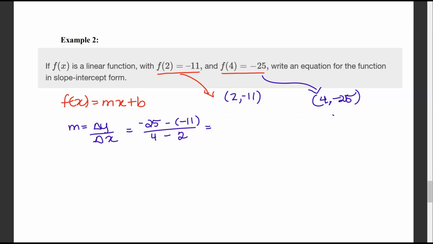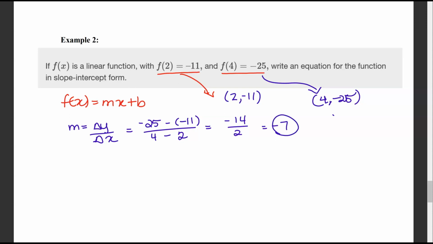Alright, so negative 25 minus negative 11, that is in fact going to give us subtraction because of that double negative there. So we're going to end up with negative 14 all over 2, which gives us a negative 7.